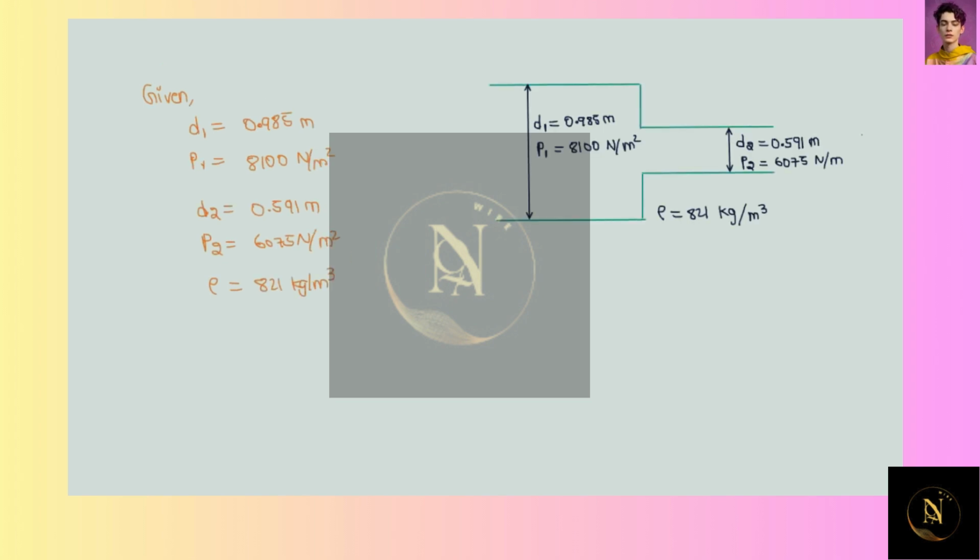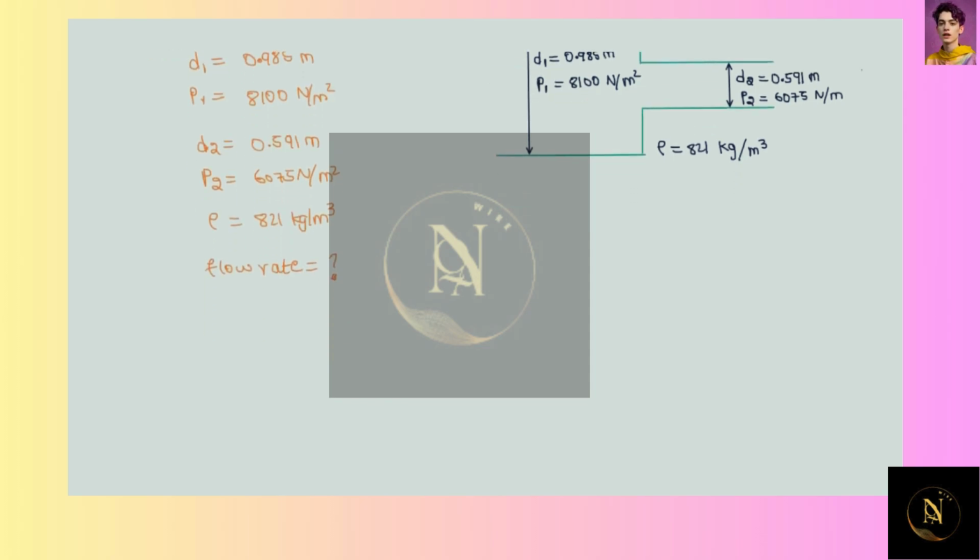Diameter of the smaller section D2 is equal to 0.591 meter. Pressure of the smaller section is 6075 Newton per meter square. Density of the oil rho is equal to 821 kg per meter cube. Let us draw the diagram. We need to find the flow rate.